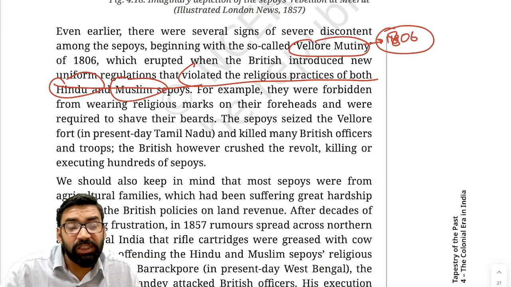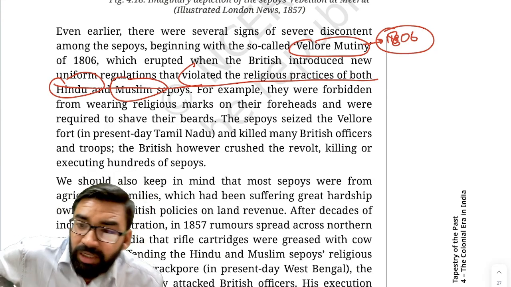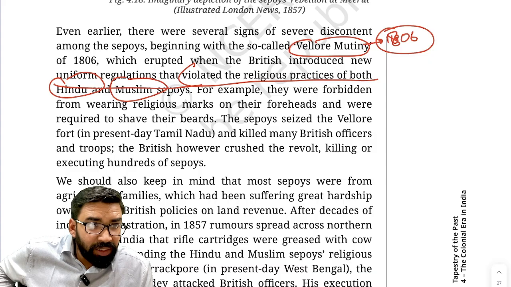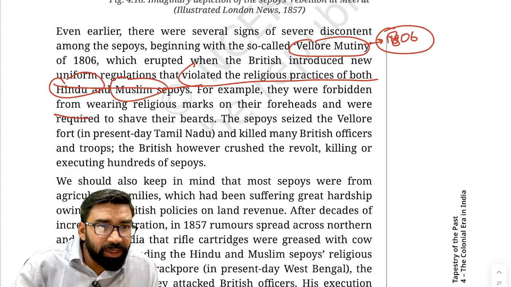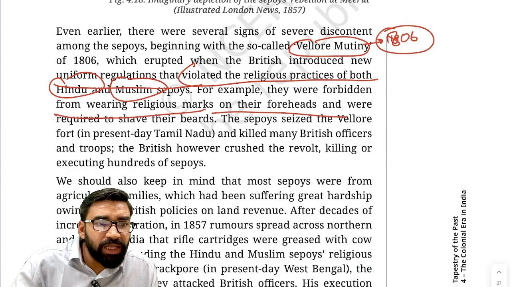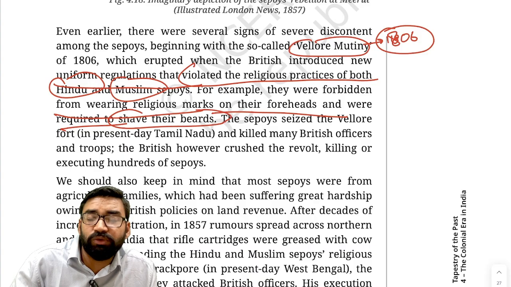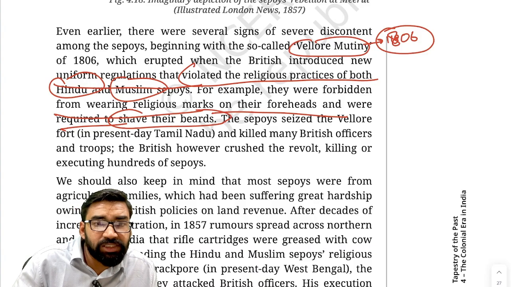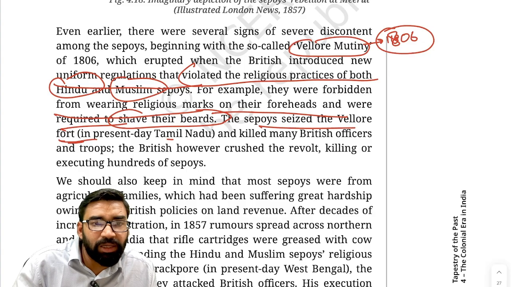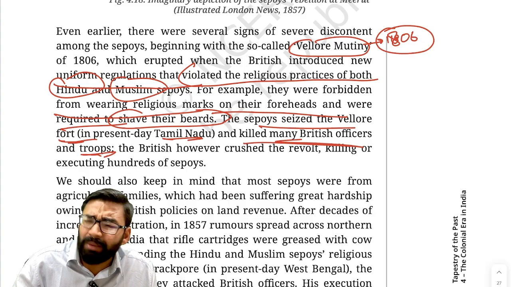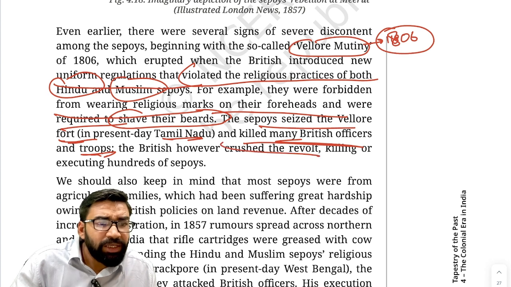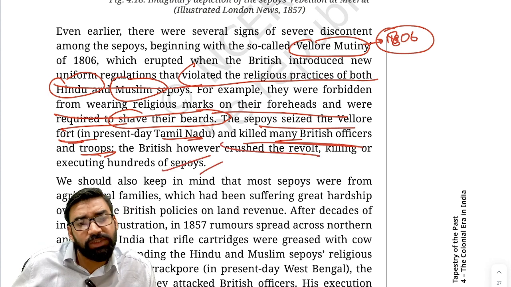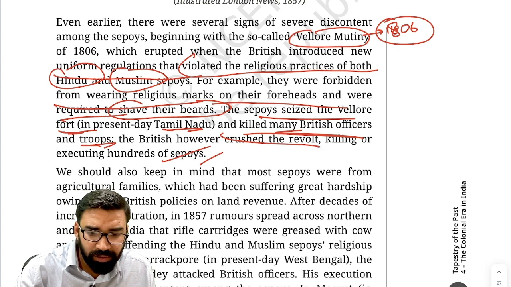So these sepoys thought that now our religious freedom is taken. They were forbidden from wearing the religious marks on their foreheads, and they were required to shave their beards also, which was against the Muslims. That is why in this scenario, the sepoys seized the Vellore fort in Tamil Nadu, and they killed many British officers and troops. But the Britishers crushed the revolt. They killed hundreds of sepoys. Fine, this was there.